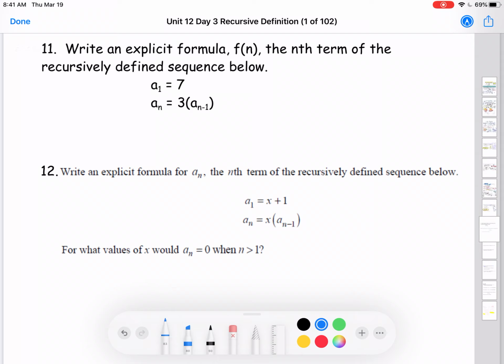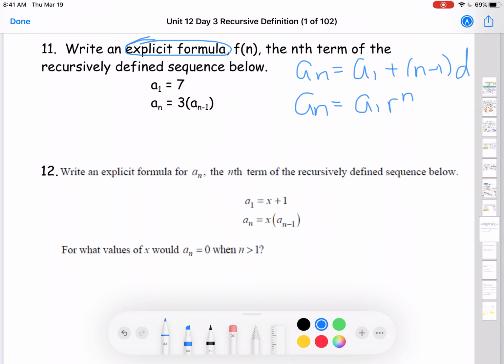Okay, write an explicit formula. So now we're going back to day 1 and day 2. Write an explicit formula. This is what's going through your mind right now: do I use the explicit formula for arithmetic, or do I use the explicit formula for geometric? So which one should we use? Is this a multiplying pattern, or is this an adding pattern? Hopefully you see right there that this is a multiplying pattern. So we're definitely going to use the explicit formula for geometric.